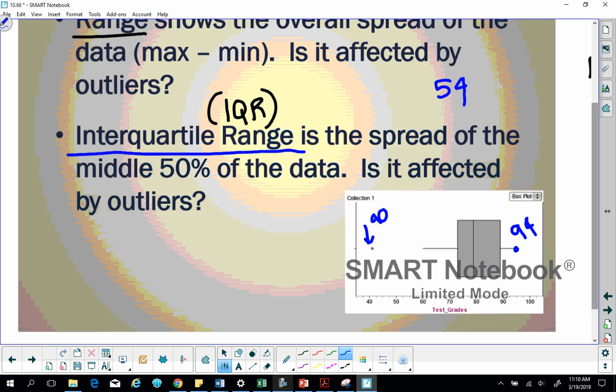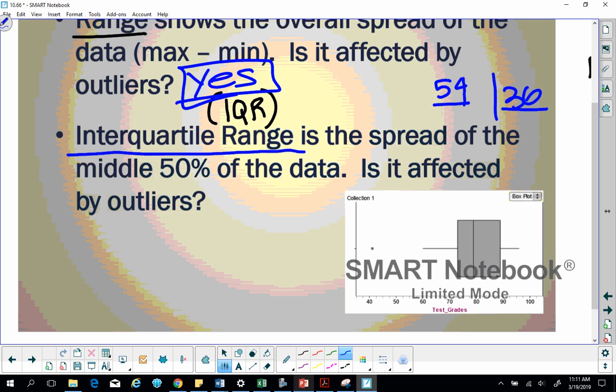Now let's figure it out if I were to have that outlier right there. What's this guy right here? Like 58, right? So 58 and 94. What's 94 minus 58? 36. So here's with the outlier, here's without it. Did it affect my range? Yes. So outliers affect your range.